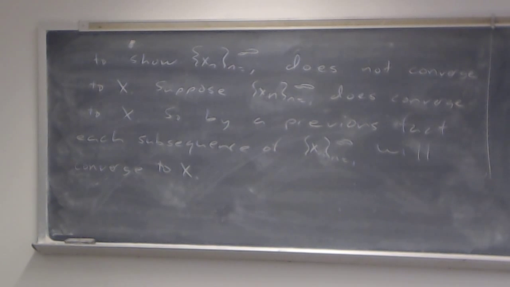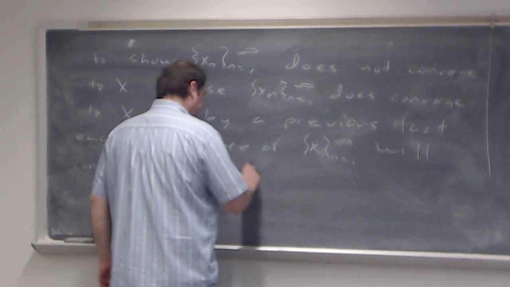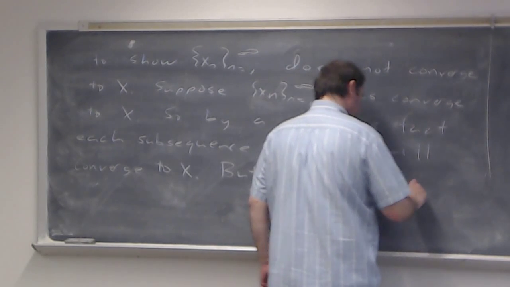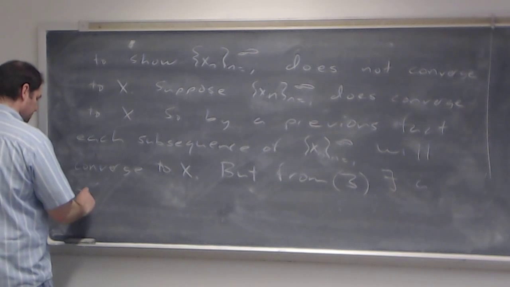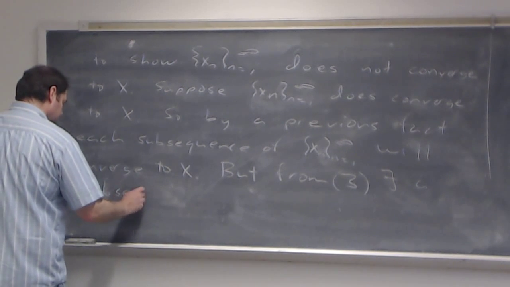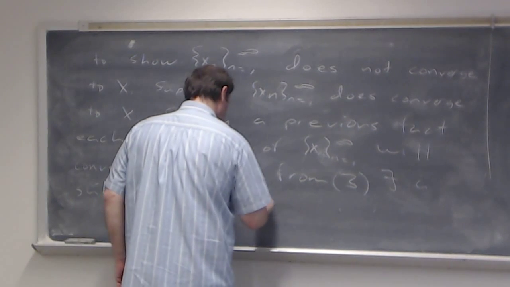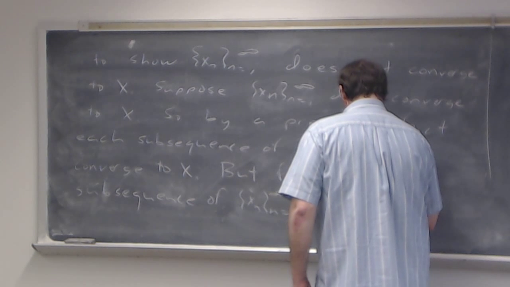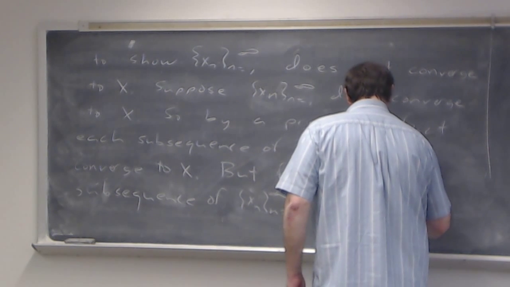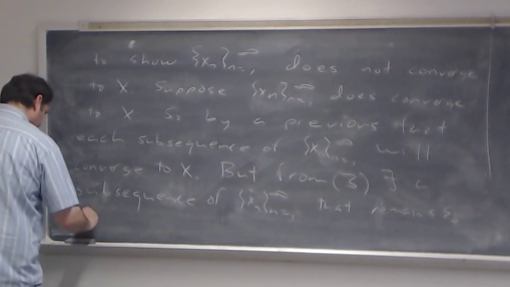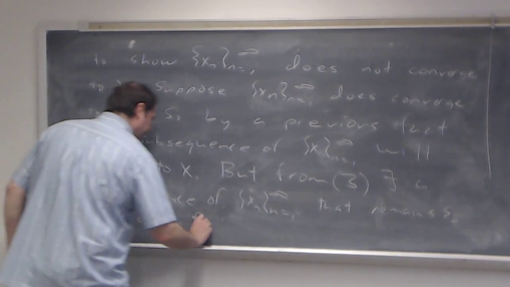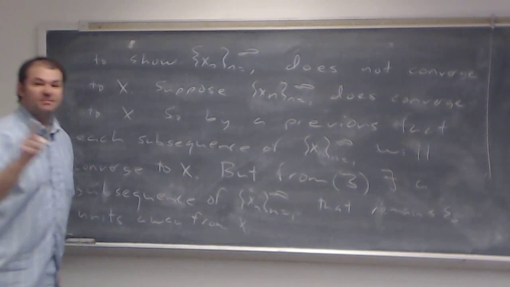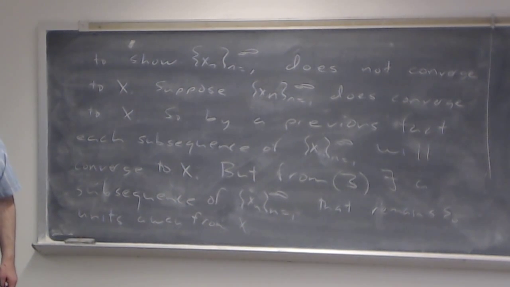But what are we assuming in 3? We're assuming in 3 that we have a subsequence of x of n that always stays epsilon naught units away from x. But from 3, there exists a subsequence of x of n that remains epsilon naught units away from x. So this particular subsequence does not converge to x.